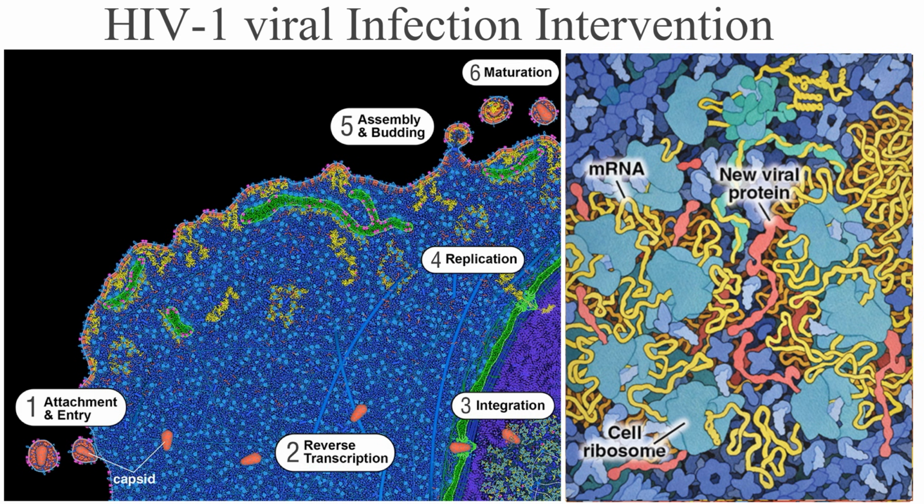Can we inhibit replication? This is a hard step to stop because it uses host cell proteins and processes that are essential for life. So far, drug developers have had more success targeting other parts of the HIV life cycle.